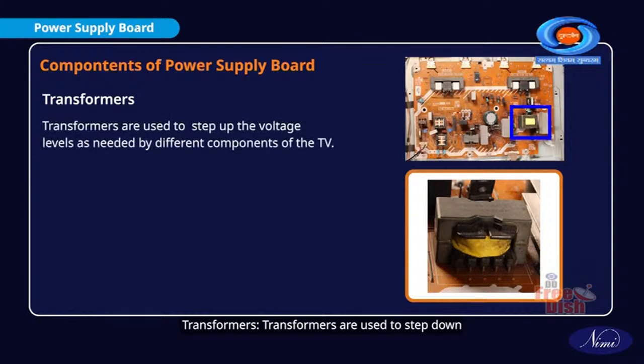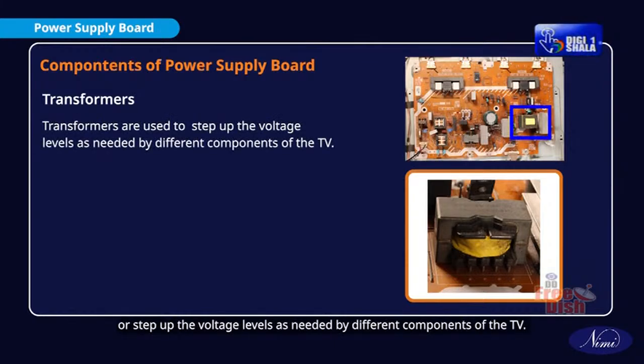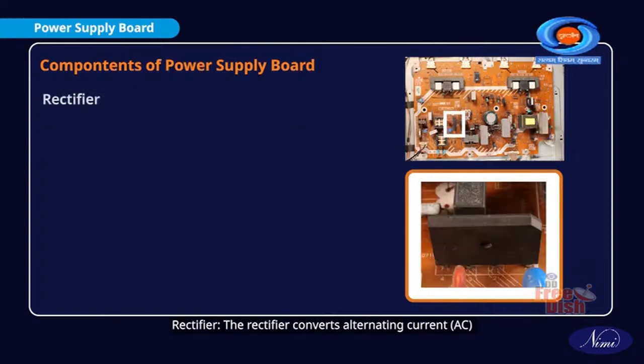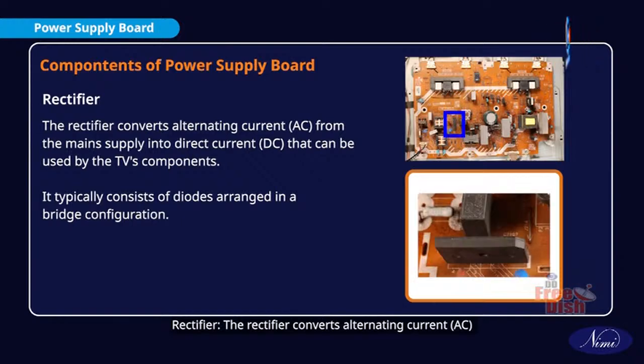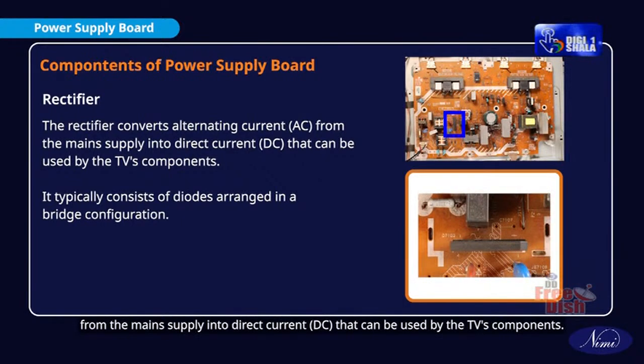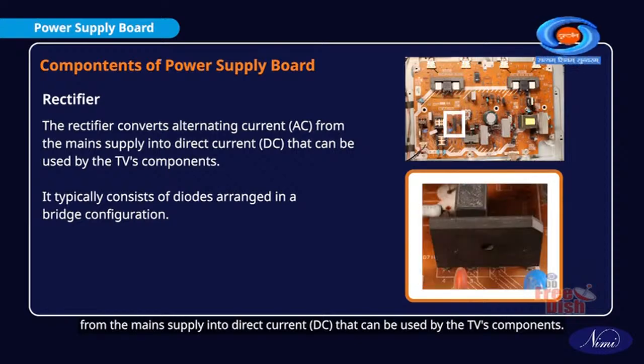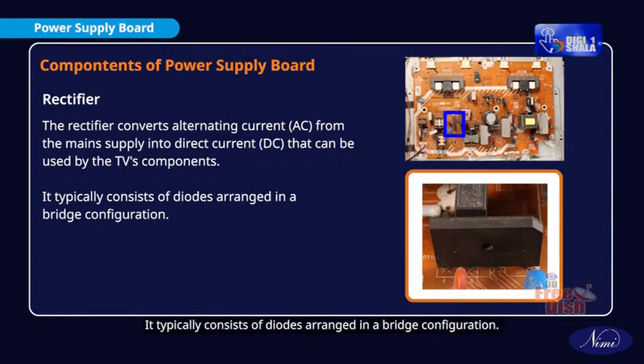Transformers are used to step down or step up the voltage levels as needed by different components of the TV. Rectifier. The rectifier converts alternating current AC from the main supply into direct current DC that can be used by the TV's components. It typically consists of diodes arranged in a bridge configuration.